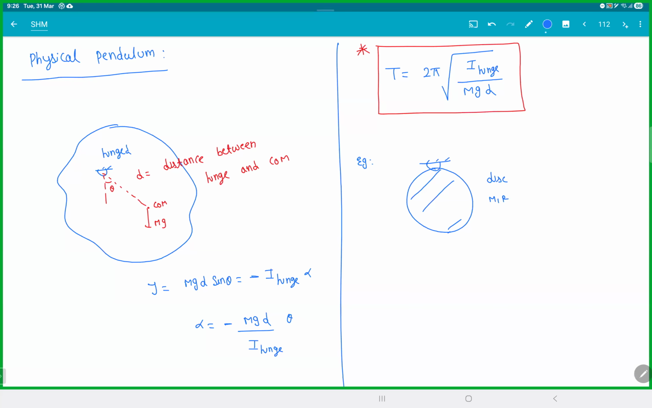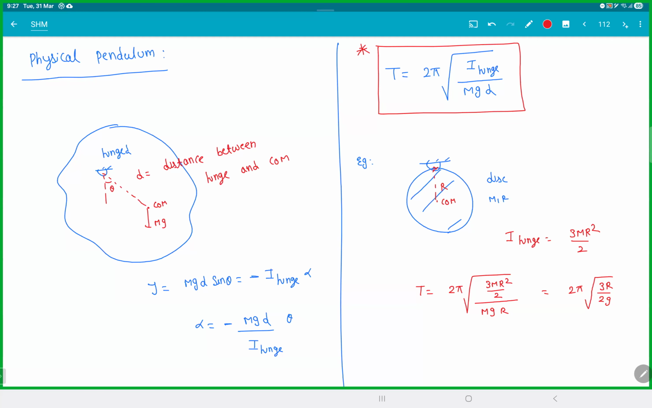If you want to find the time period for this guy, this is your COM, this is R. So you want to find I about the hinge. What is I about the hinge? For a disk, mr square by 2 plus mr square, 3mr square by 2, parallel axis theorem. Therefore, the time period for this system will be 2 pi root over 3 mr square by 2 by mgr. Substitute and you'll get the answer. Easy. You should know your moment of inertia, you should know your center of mass. And once you know that, substitute and you're done.